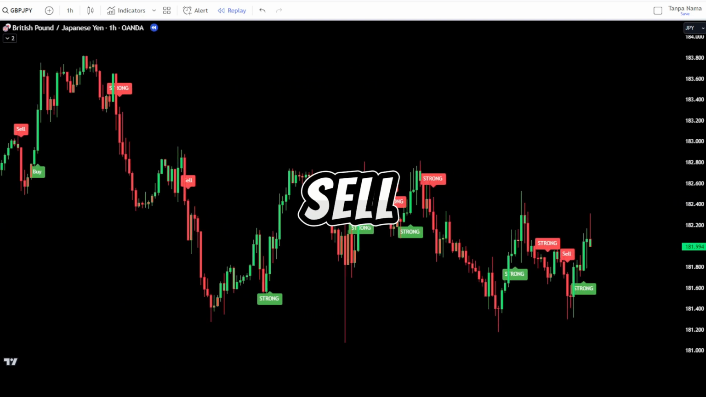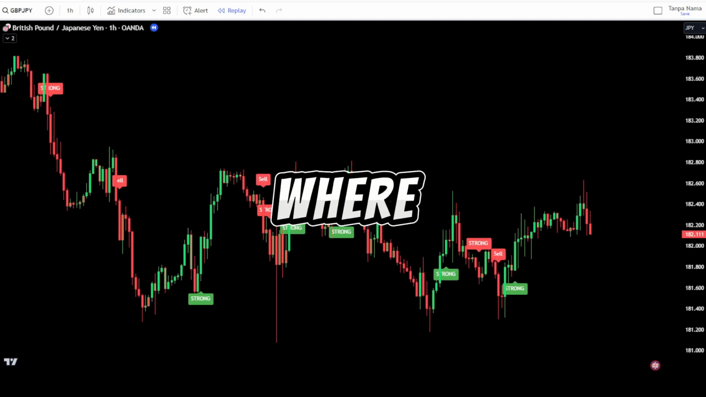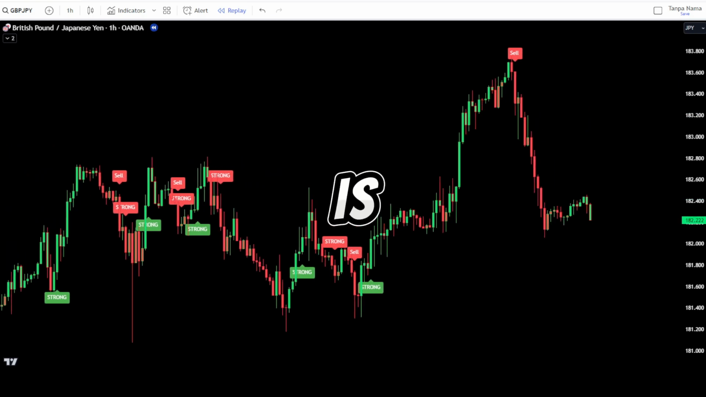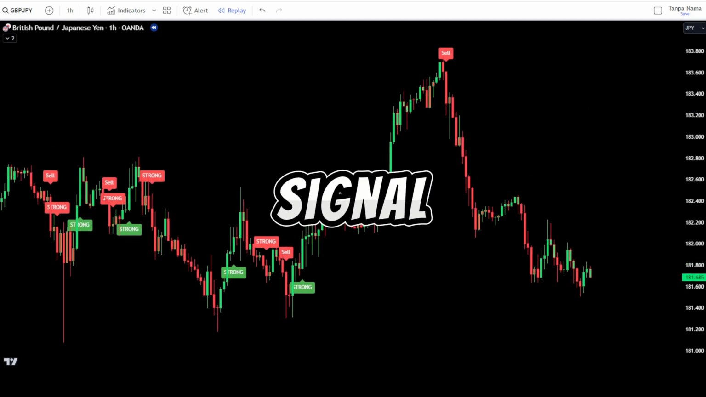Similarly, there are sell signals and strong sell signals, where the sell signal is a standard sell signal, while the strong sell signal is considered to be better than the standard sell signal.